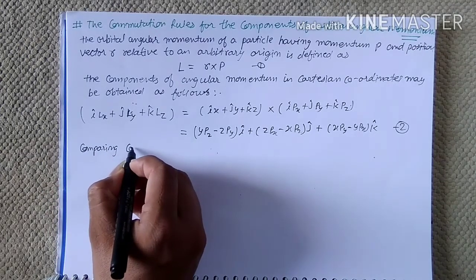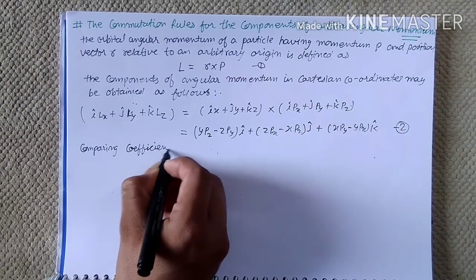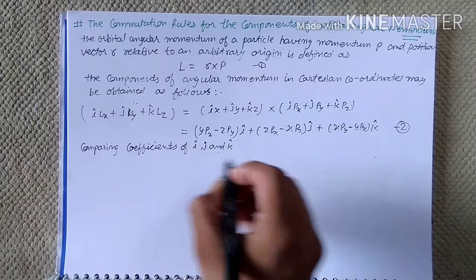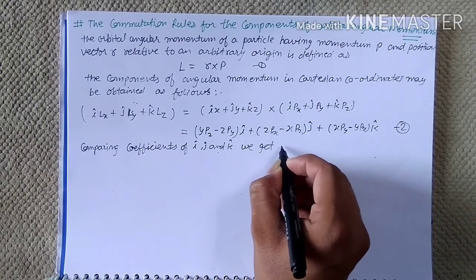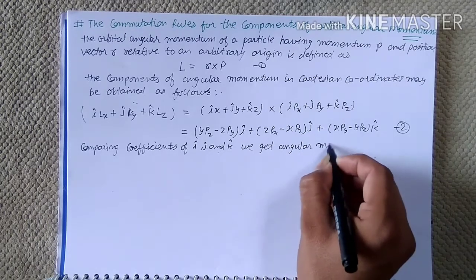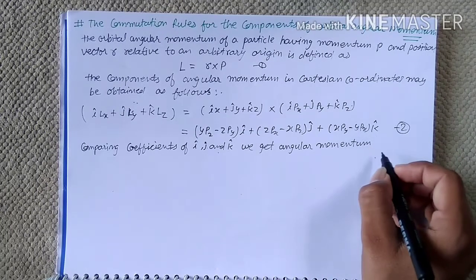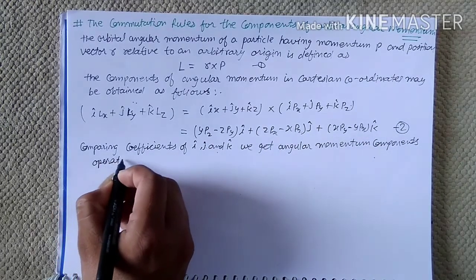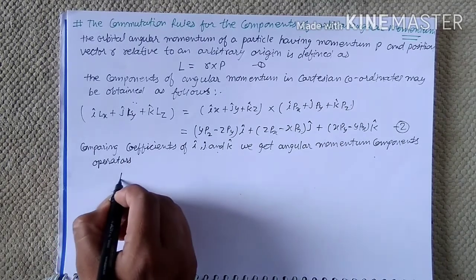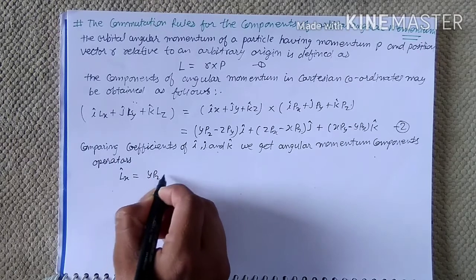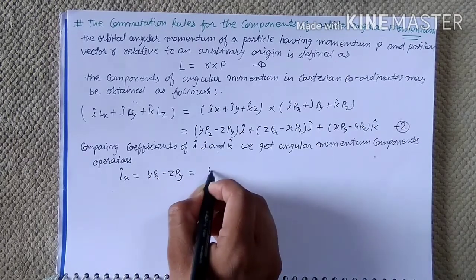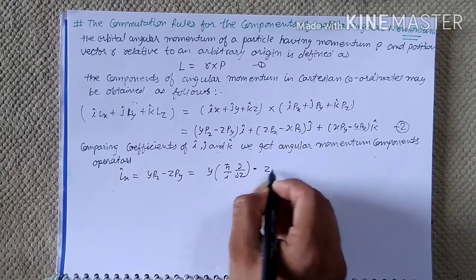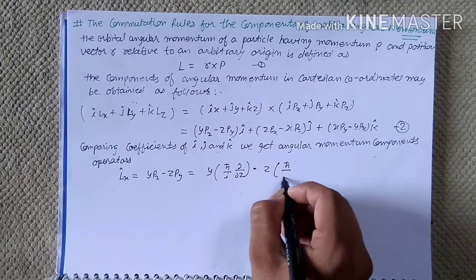Comparing coefficients of i cap, j cap and k cap unit vectors, we get angular momentum component operators. First, Lx cap is equal to y pz minus z py, where the value of pz is equal to h cut by iota del by del z, and the value of py is equal to h cut by iota del by del y.